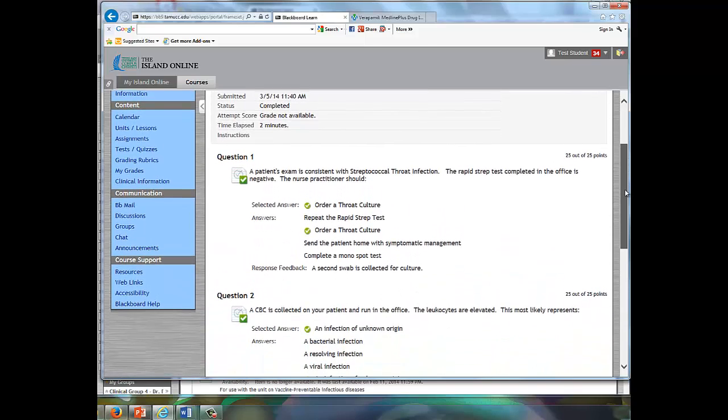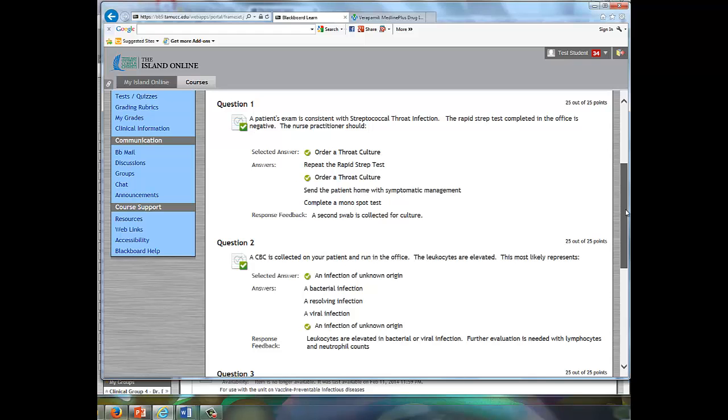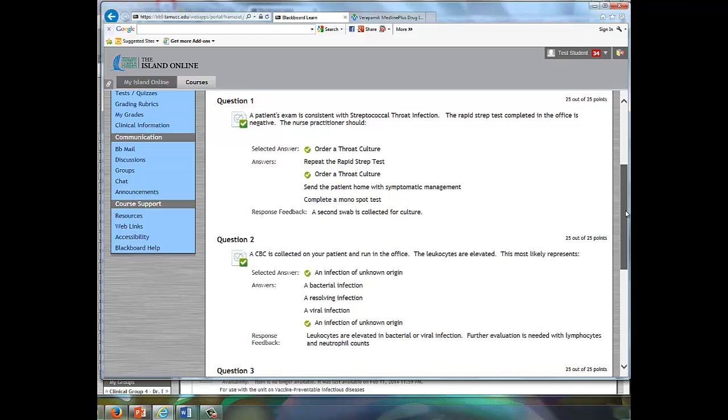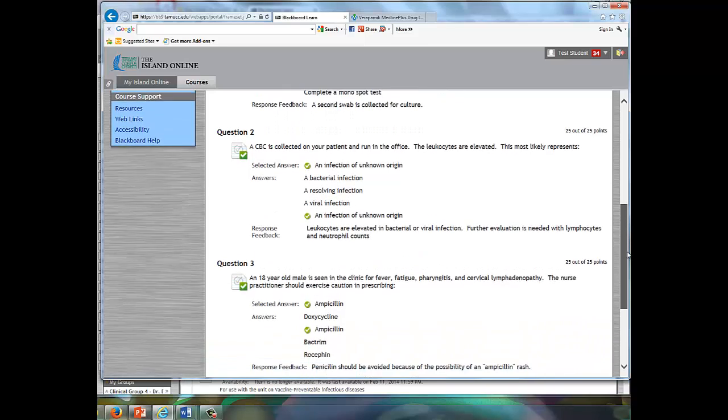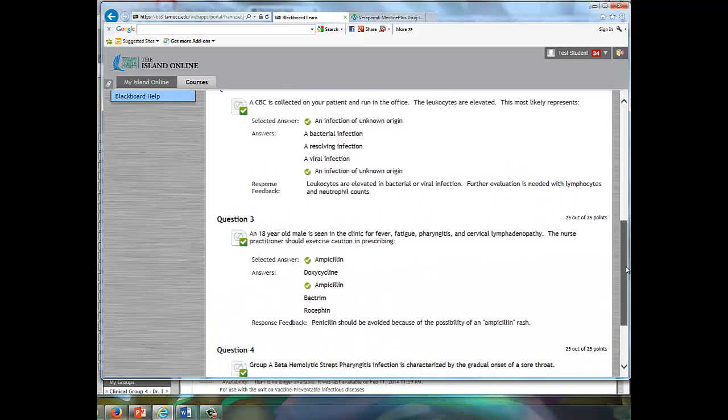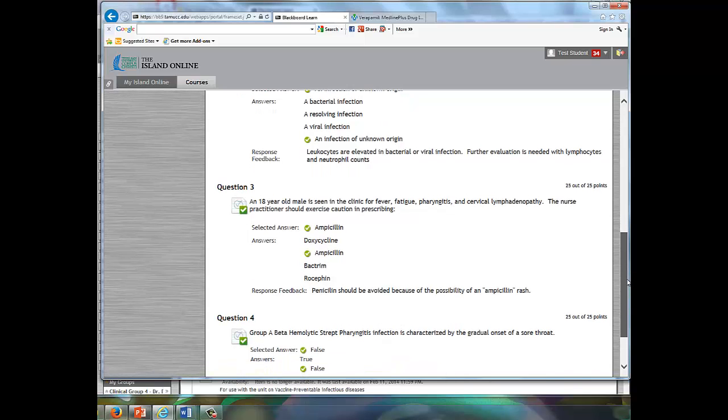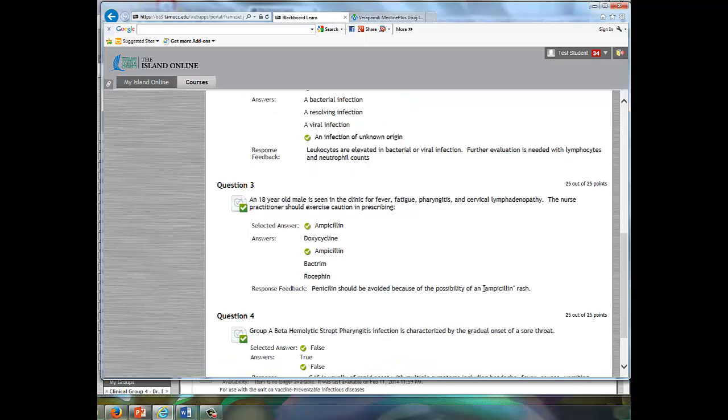Okay. Second swab for cultures. Leukocytes are elevated or viral. We don't know lymphocytes or neutrophils, so we need to know that to evaluate that. And then penicillin should be avoided. Ampicillin rash. Guess it is ampicillin.